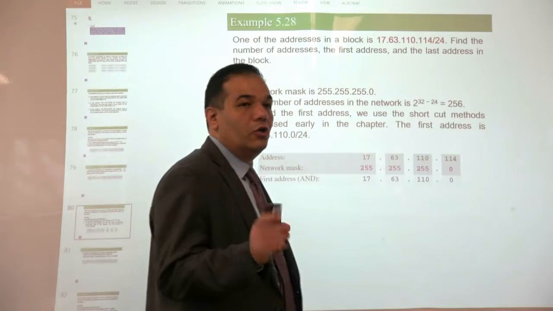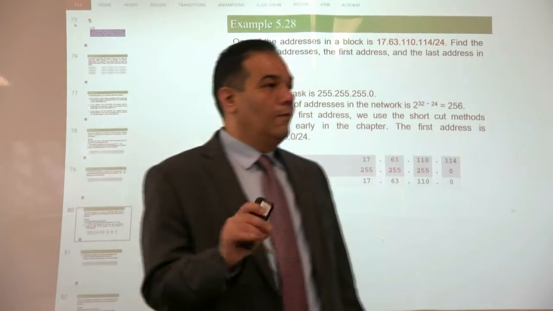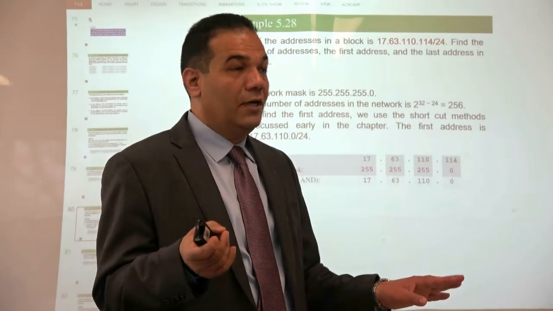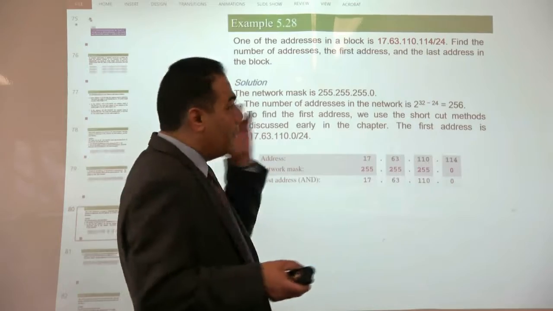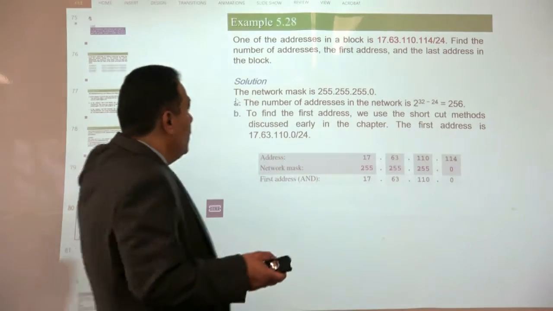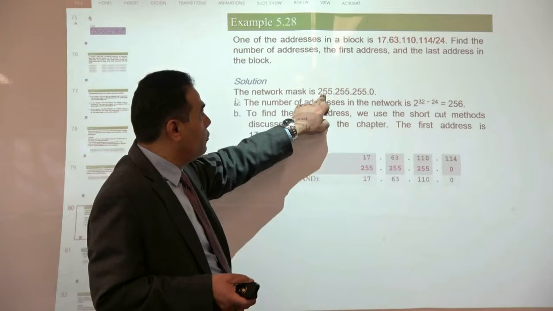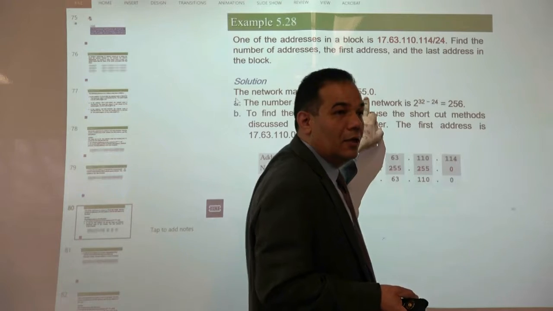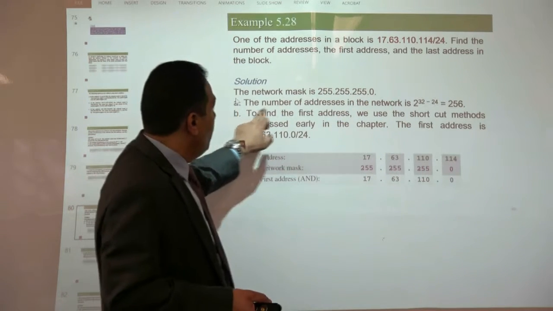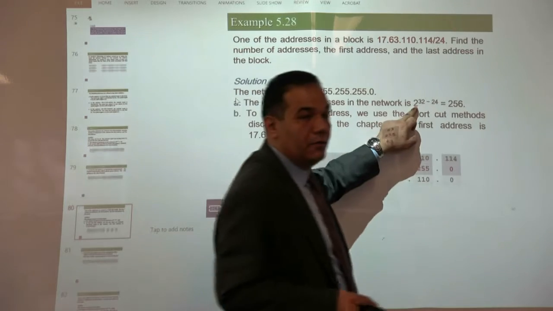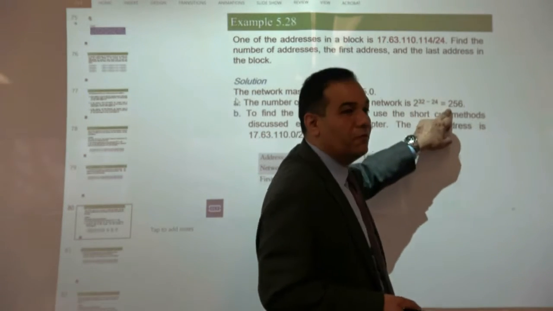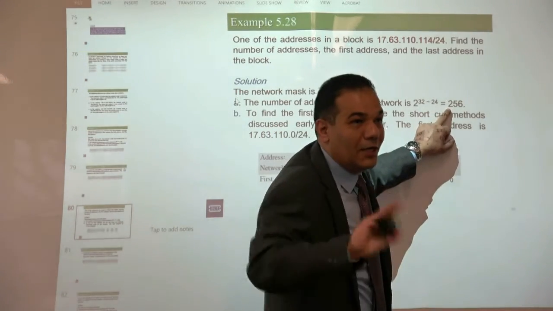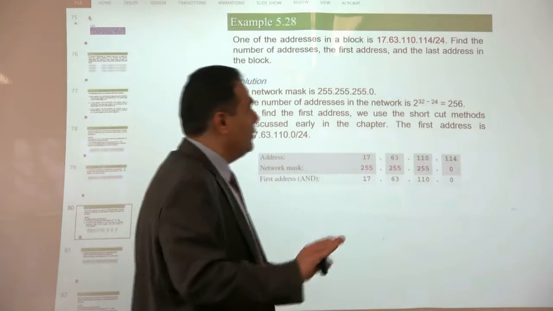So how many bits for the host ID? Only 8, right? So this is an easy one. The network mask is 255.255.255.0, so from this number we can calculate the network mask. The number of addresses in the network is 2 to the power 8, which is 256. It's exactly like which class? C. But again, we're not talking about class C here. It looks like class C, but it's not.